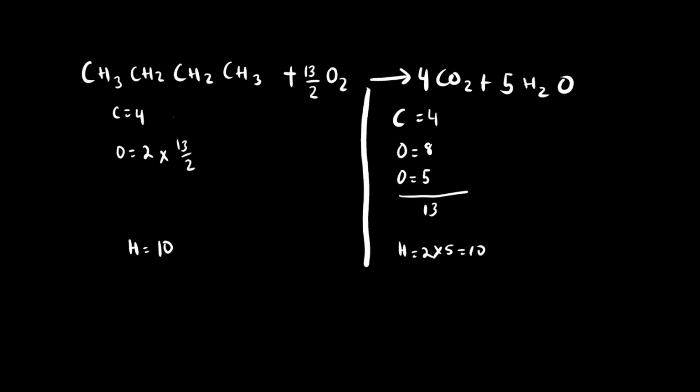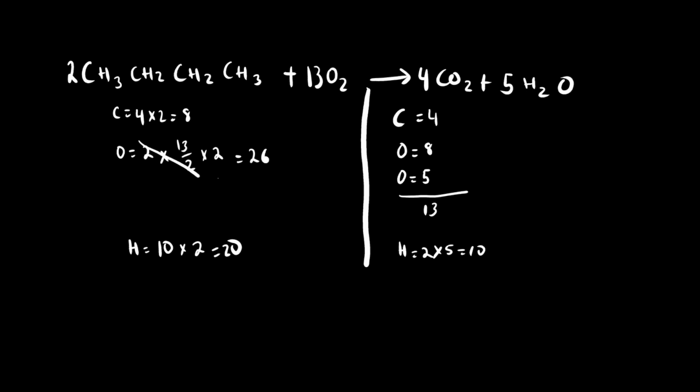So what we have to do is we need to get rid of this fractional coefficient by multiplying this whole left hand side of the equation by 2. So now we have 2 in front of the butane and 13 in front of the oxygen. So total we have 8 carbons on the left, 20 hydrogen on the left, and now we have 26 oxygen on the left.